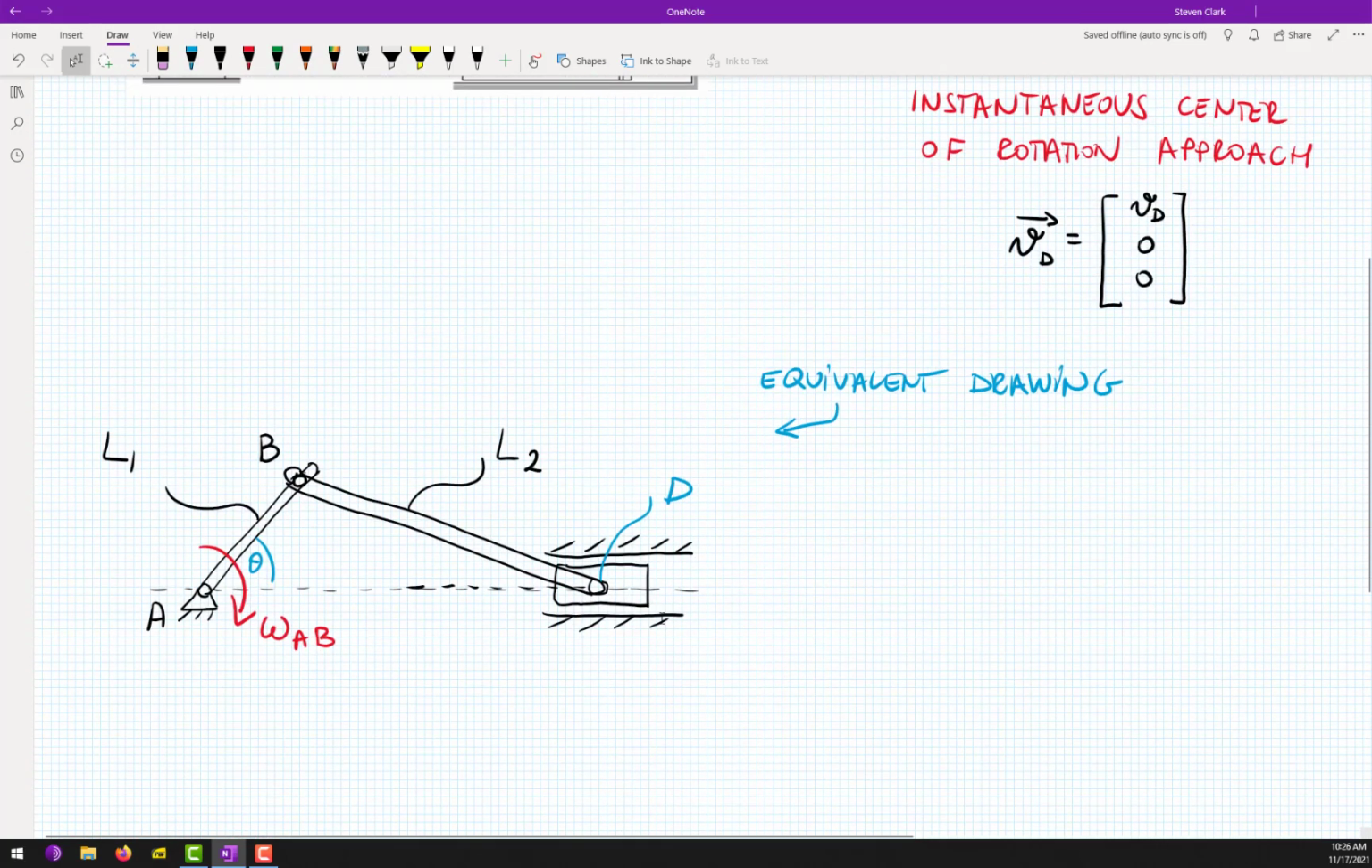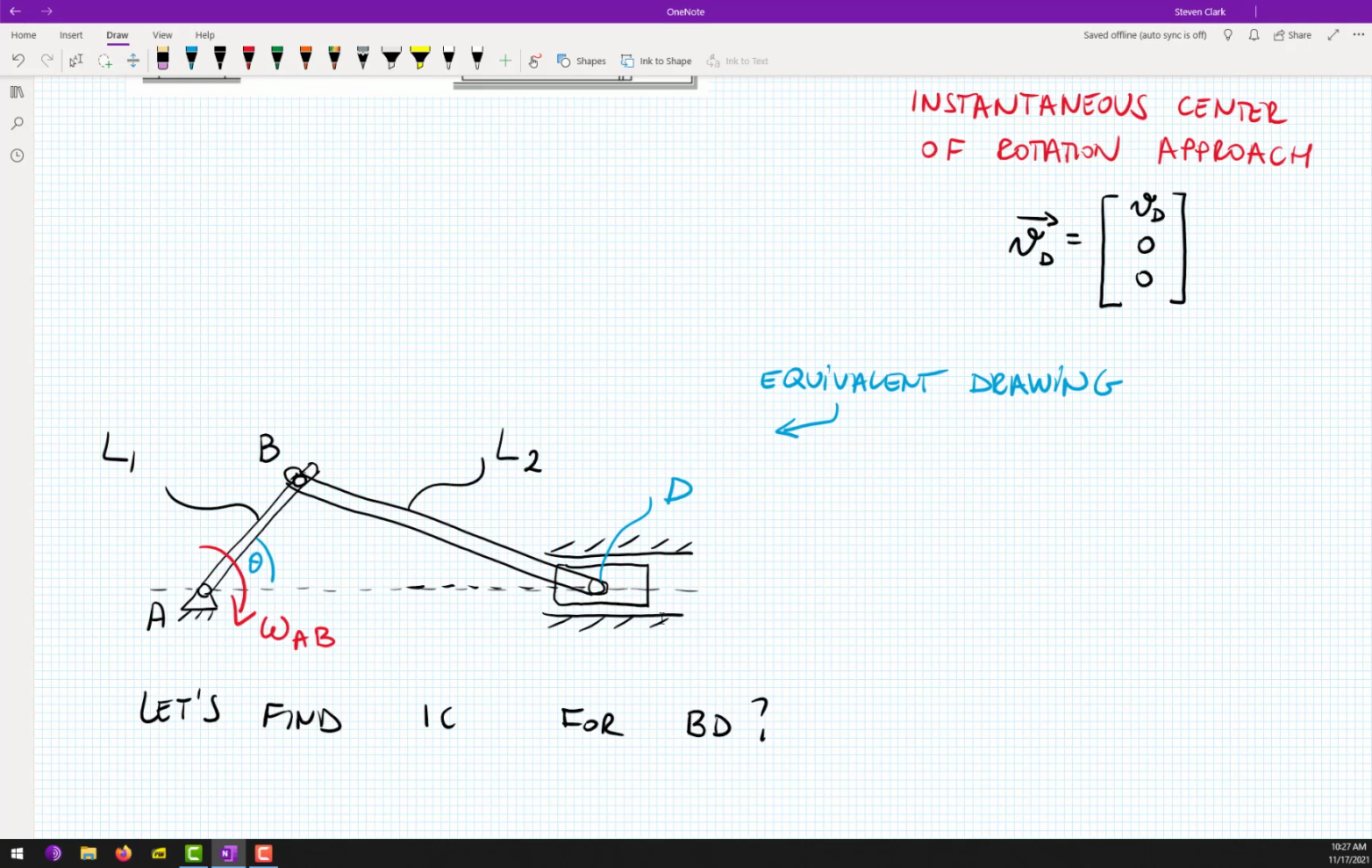I would like to start the solution with: let's find the ICR for beam BD. I think Professor Sony even calls it IC, he does not call it ICR. Okay, let's use that notation. Let's find IC for beam BD.